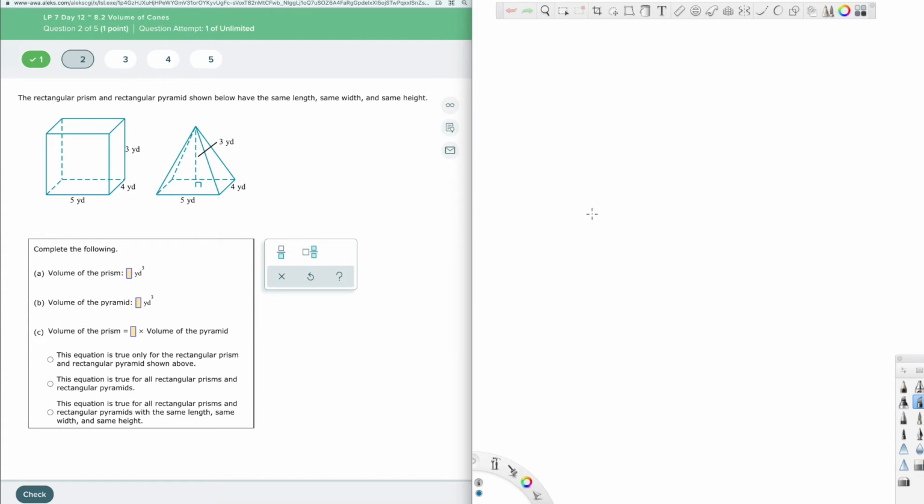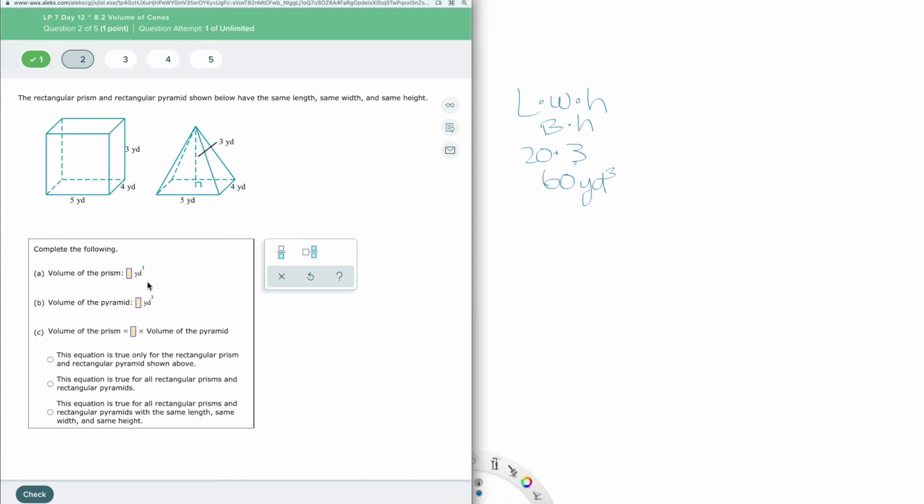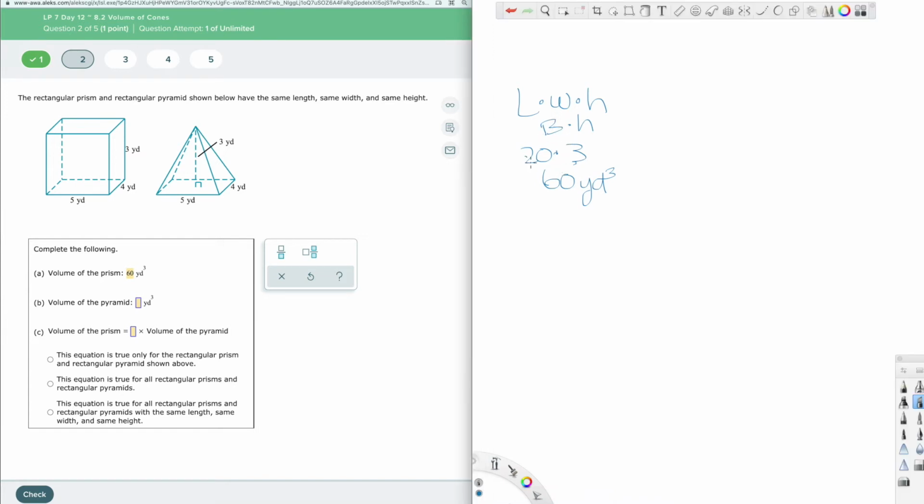So now we have the volume of the prism. Remember, that's length times width times height, or base times height. Same idea. So length times width, 5 times 4 is 20, times the height, which is 3. So 2, 4, 6, that's 60 yards cubed. I did that a little bit out loud instead of writing every piece down. But the base is length times width, that's where I got 20, 4 times 5, and the height is 3. So 20 times 3 gives us 60. The volume of the prism is 60 yards cubed.